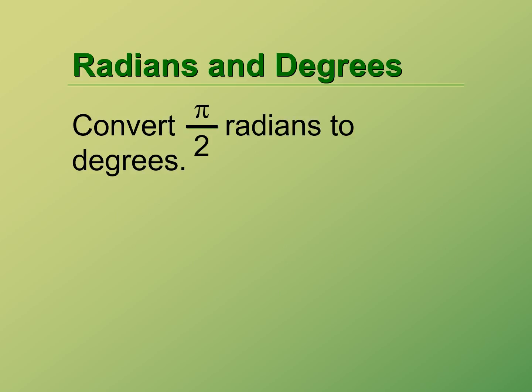So for example, if we wanted to convert pi over 2 radians to degrees, well, we want degrees on top. So we would multiply pi over 2 times 180 over pi. So the pi's cancel, leaving you 180 over 2, which is 90. Again, we want degrees, so degrees would be on top and pi would be on bottom. So we would have pi over 6 times 180 over pi. The pi's cancel, leaving 180 over 6, which is 30.